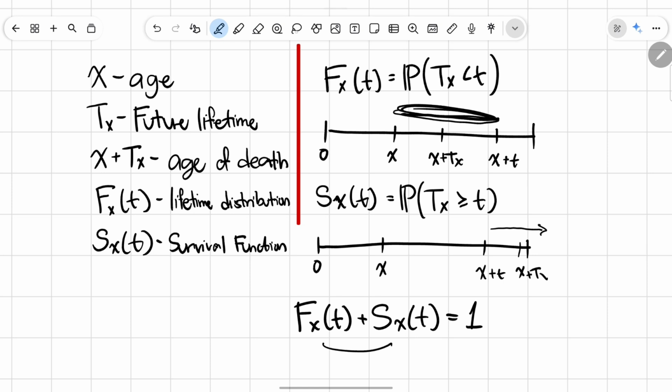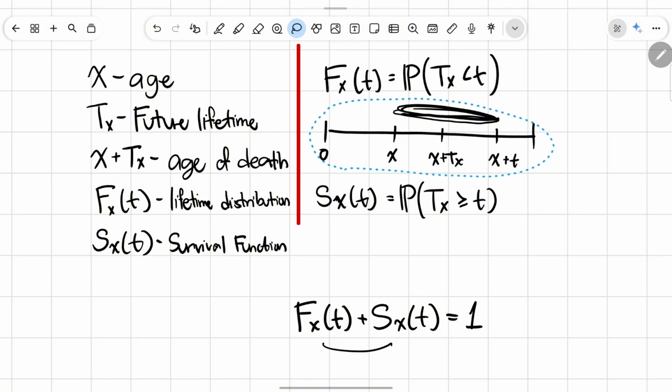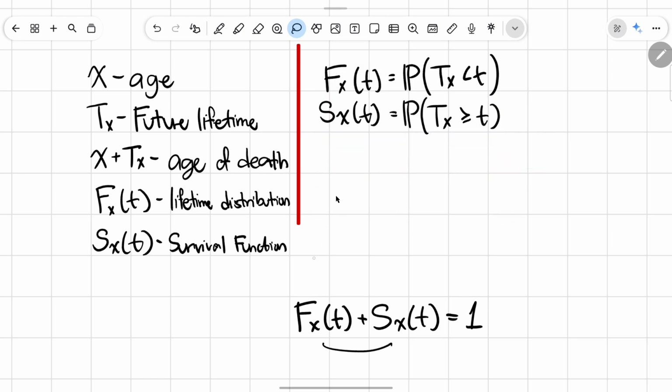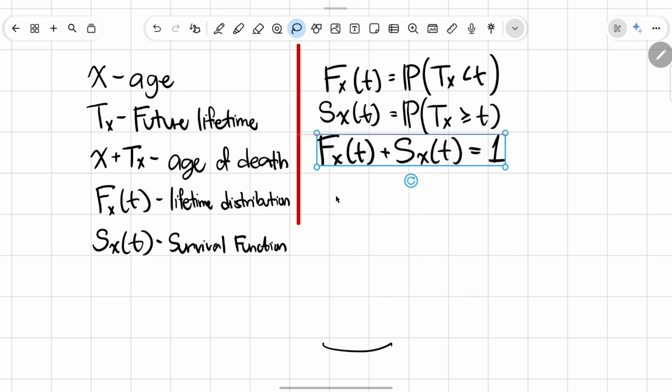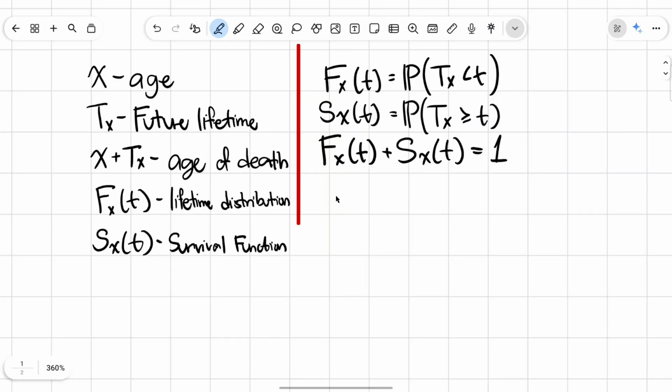This is one of the most important properties that we should know. Okay, so now we've established these properties and their mathematical definitions. Now we will derive a formula.